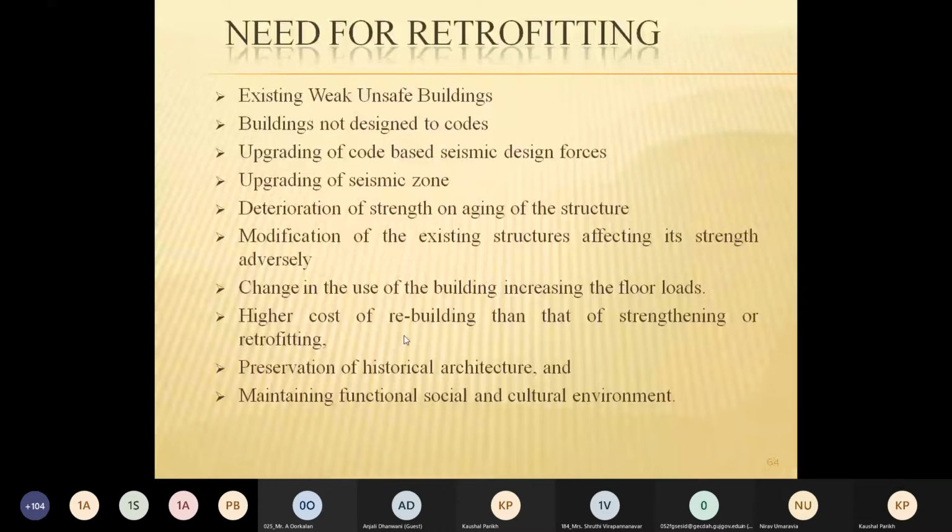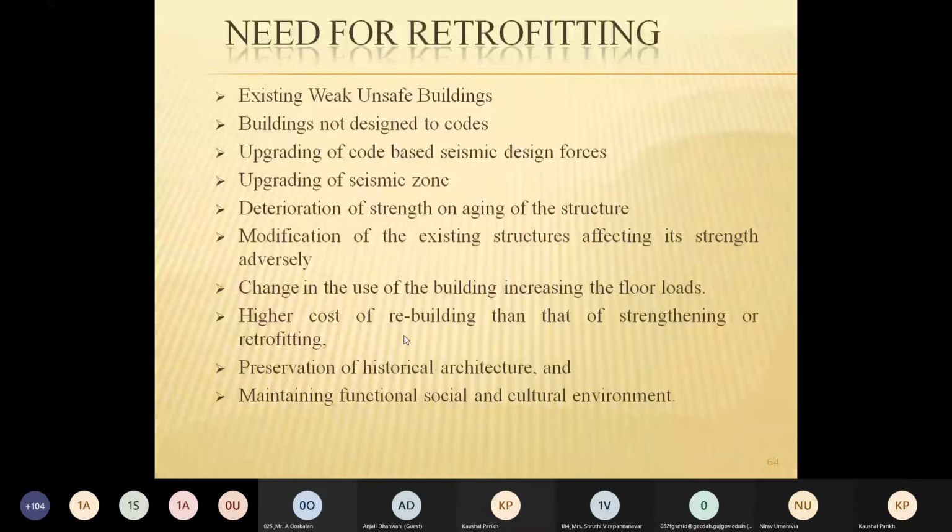Upgrading the seismic zone: a place which was before in zone 3 is now in zone 4. Based on the surging seismic activity, retrofitting is needed. The degradation of strength due to aging of the structure also needs retrofitting.